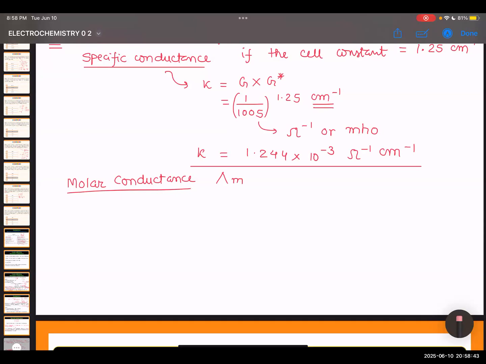Ibrahim, am I audible? Are you there? Jasleen. Yes, sir. So what do you mean by molar conductance?